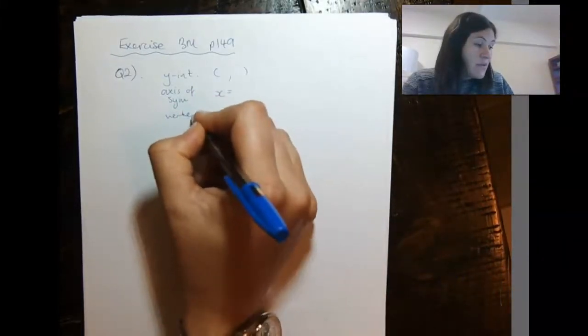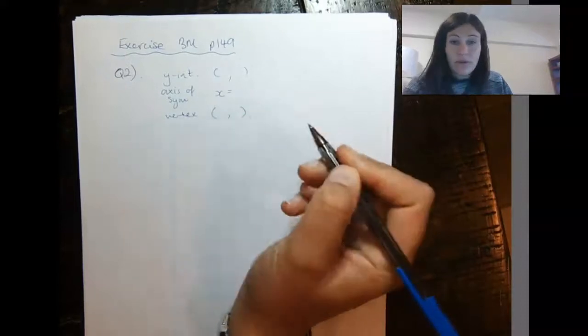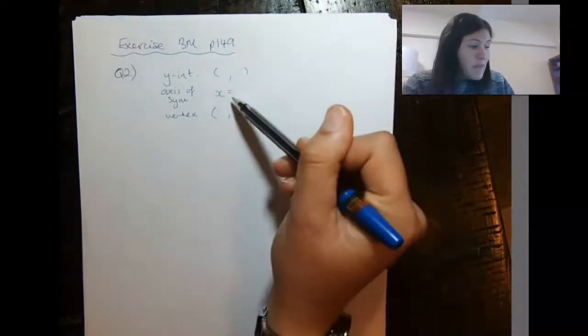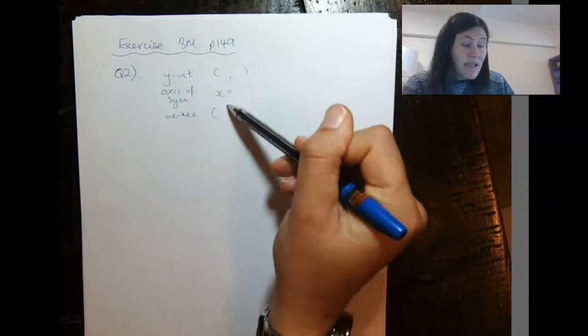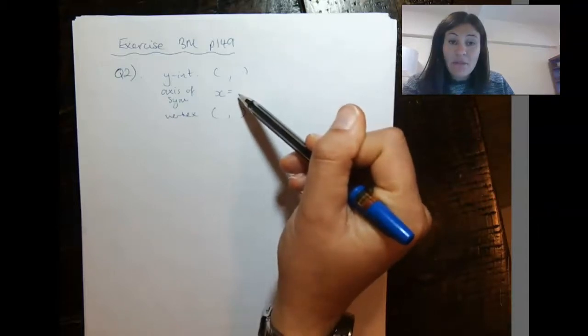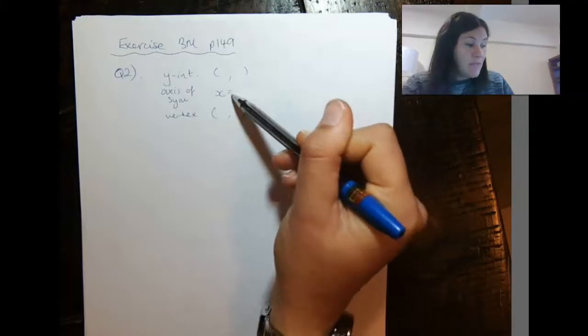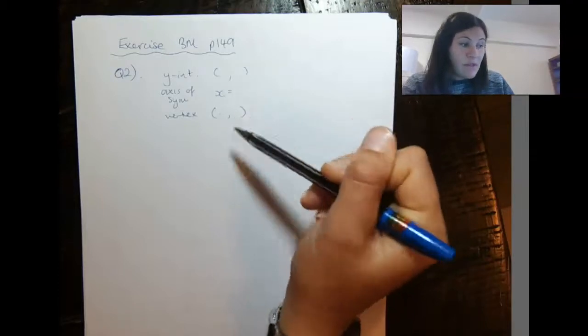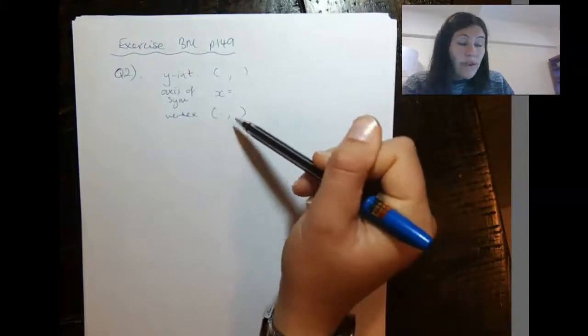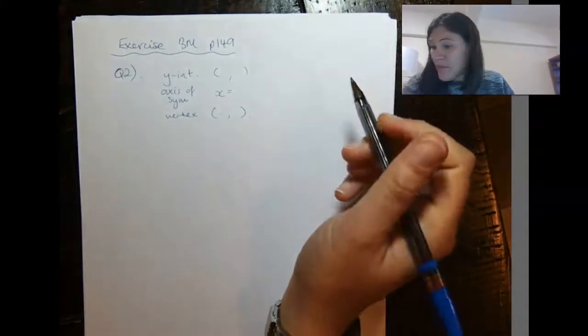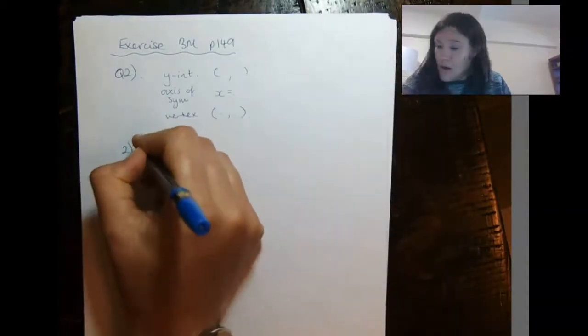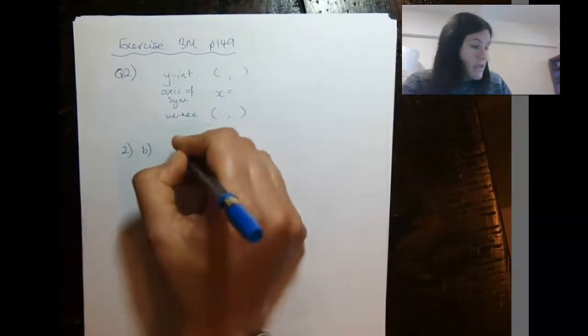So again, we need to find both the x and the y coordinate of the vertex. And remember that the x coordinate of the vertex is just the same as the axis of symmetry. Okay, and we can find this in two ways. We could use this answer and then substitute it into our function, or we could complete the square. I'm just going to pick part B to do with you today.